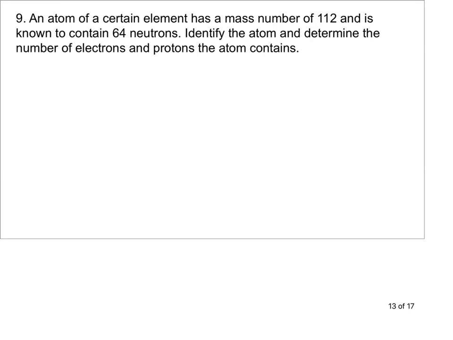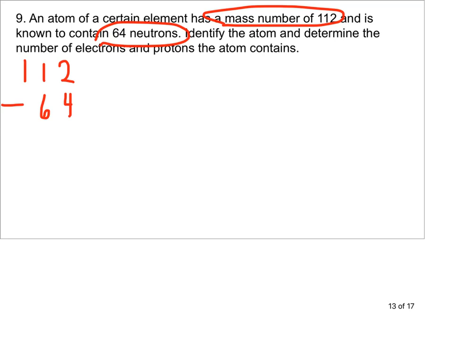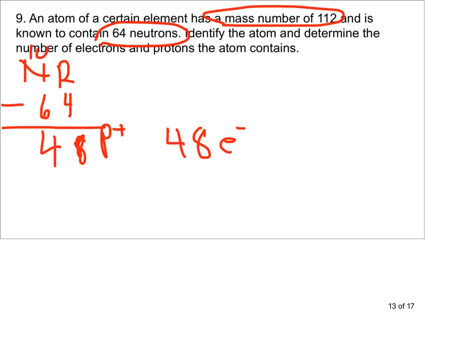Number 9, we got a mass number of 112. It has 64 neutrons. Identify the atom, determine the number of electrons and protons. Okay. So if it has 64 neutrons, and we take 112 minus that 64, we got 48. That means it has 48 protons. And it means it's also going to have 48 electrons. And if we look up number 48 on the periodic table, that's Cd or cadmium.